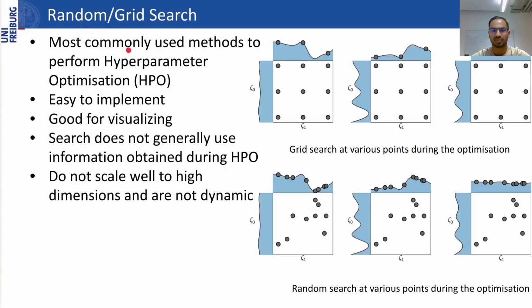We begin with the basic approaches of grid and random search. They are the most commonly used methods as they are easy to implement. They are also good for visualizing the loss landscape. However, they do not use any information obtained during the optimization and as such are inefficient and do not scale well. On the right, we see a visualization of grid and random searches at various points during the optimization.